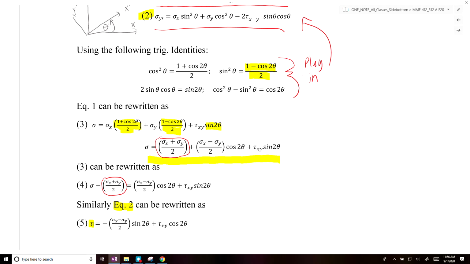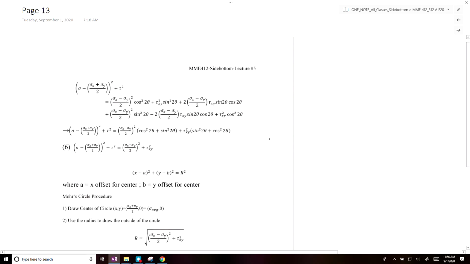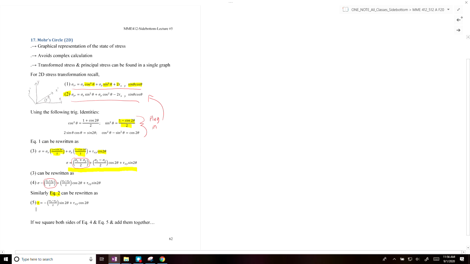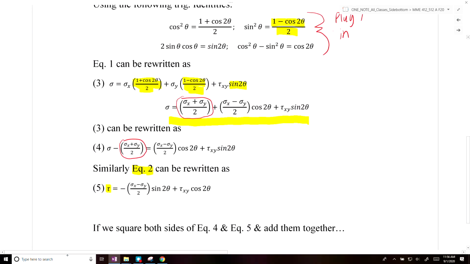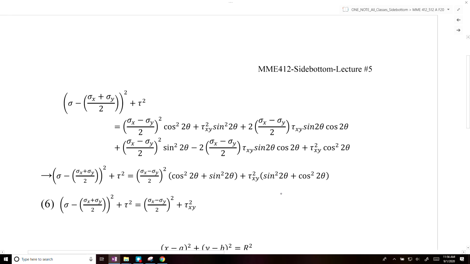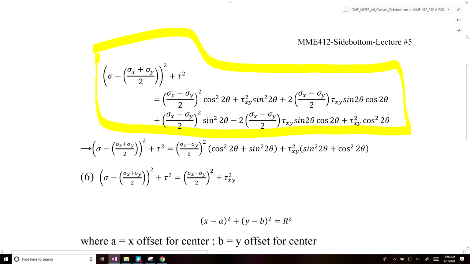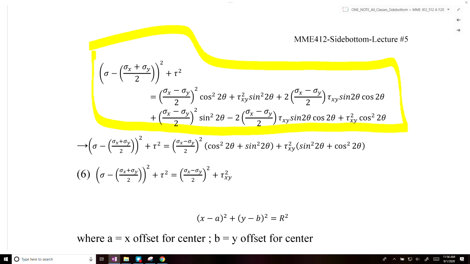So if we have all of that, what we can do is take both sides of equation 5 and equation 4, square them, and then add them together. We end up getting this long equation here. But a lot of the terms cancel each other out, so we end up with just this final equation, equation 6.